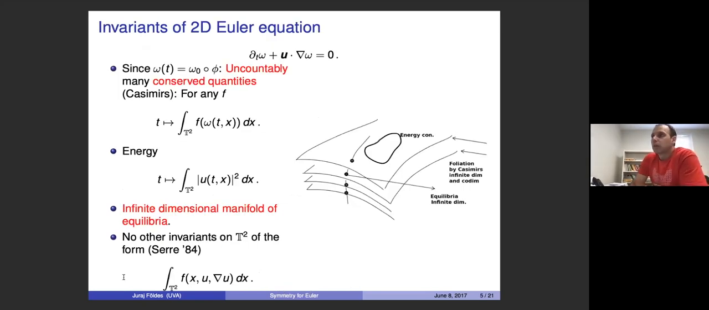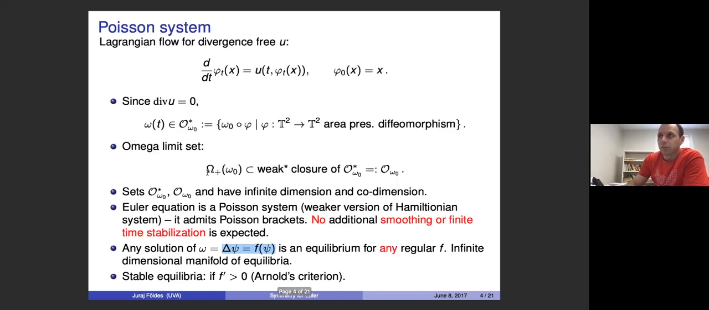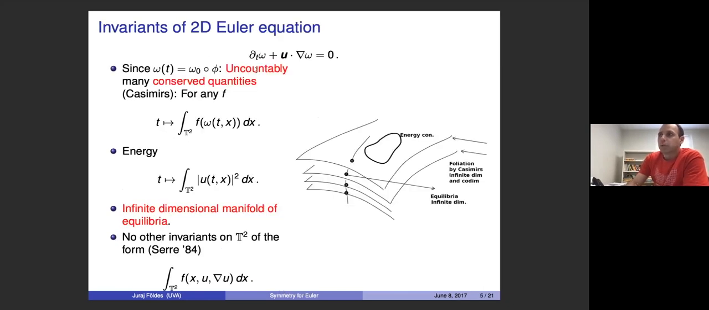All right, so let's look a little bit further at the structure of the equation, which is going to characterize also this set O star of omega naught, which is kind of an equivalent definition. So we can view Euler's equation again as a dynamical system. And Euler's equation has uncountably many conserved quantities. So it has infinitely many invariants, and they're called Casimirs. And that pretty much says that if I take any reasonable function, any continuous function f, then the integral over the torus of f of omega(t,x) dx is constant in time. So this is an invariant.